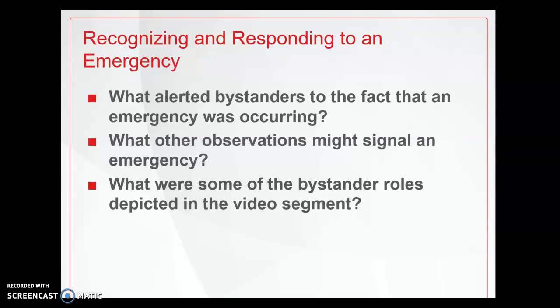So some things that you can think about. Unusual noises, sights, odors, appearances, or behaviors are oftentimes first signs of an emergency. Bystander roles in an emergency can be a couple different things, including giving first aid, calling 911, getting the emergency kit, getting the AED, first aid kit, all of that type of stuff.